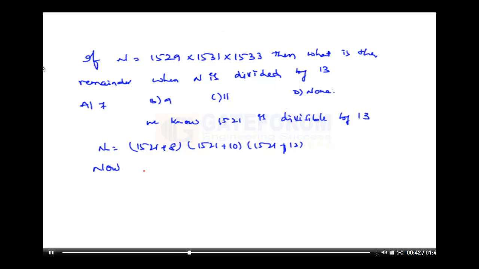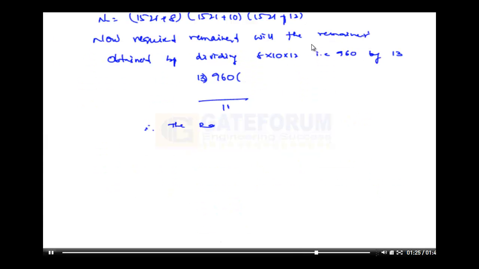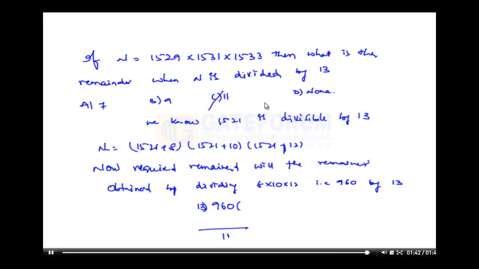Now the required remainder will be the remainder obtained by dividing 8 into 10 into 12, that is 960, by 13. So when 960 is divided by 13, we can get the remainder as 11. So therefore the remainder obtained by dividing 960 by 13 is 11. So the answer goes to option C.